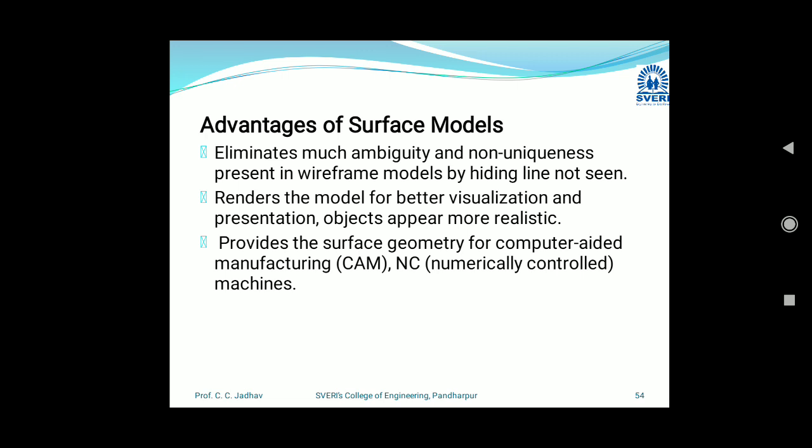Basically, surface models first eliminate most of the ambiguity and non-uniqueness present in wireframe models by hiding lines not seen in the wireframe model. Whatever drawbacks there are in wireframe models, we are going to cover in surface modeling. Whatever the difficulties in representing the surface, the hidden lines we are showing in surface modeling. It renders the models for better visualization and presentation.